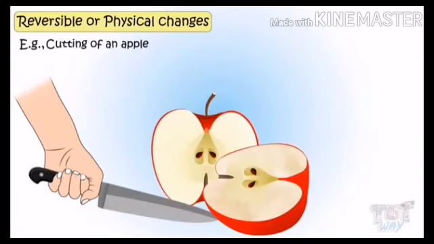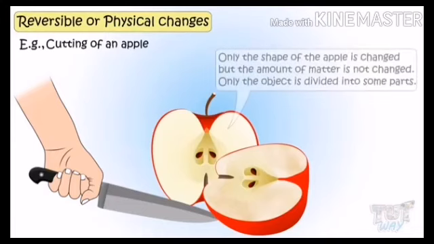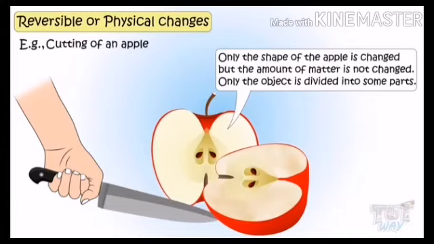We can cut an apple into slices. Here, only the shape of the apple is changed, but the amount of substance is not changed. Only the object is divided into some parts. Clear? That is, there is no change in the chemical composition or no loss or gain of energy in the case of physical change.